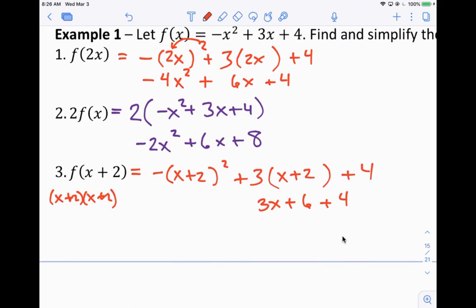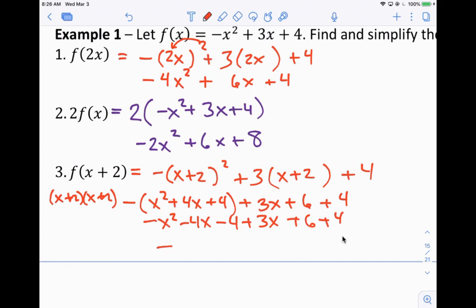I get negative x squared plus 2x, 2x is 4x plus 4. Okay, then I'll distribute that negative. We get negative x squared. Oh, I'm going to need some more room. Sorry. Negative x squared minus 4x minus 4 plus 3x plus 6 plus 4. Combining like terms gives us negative x squared minus x. Those two cancel, plus 6 is our final function.